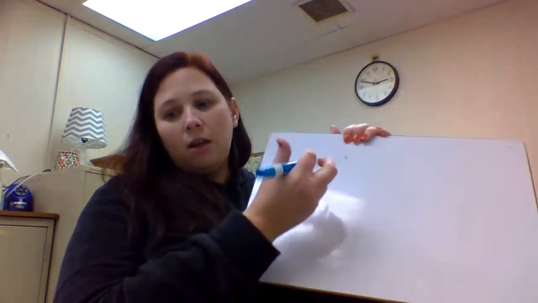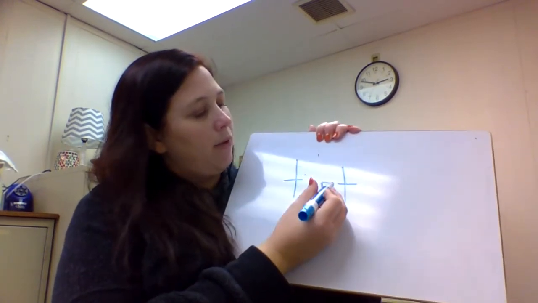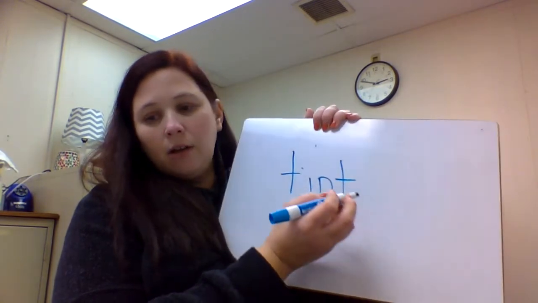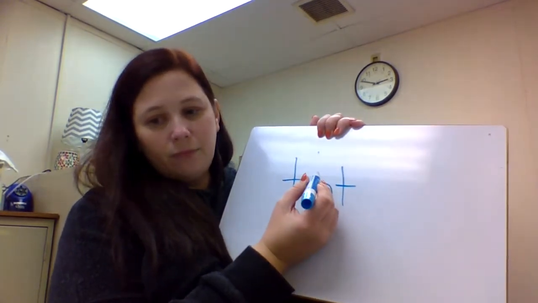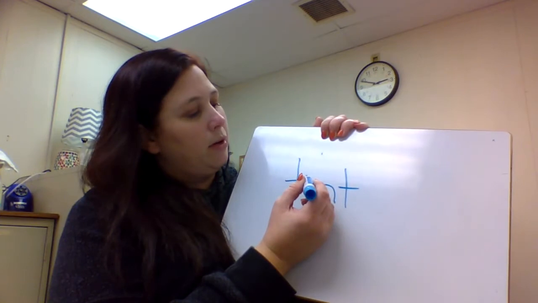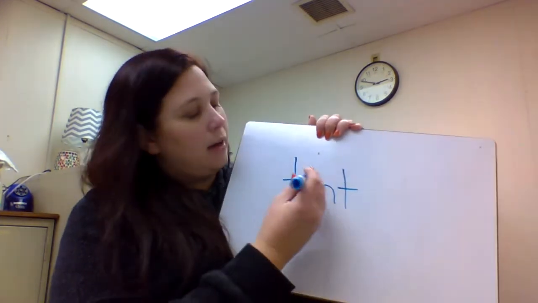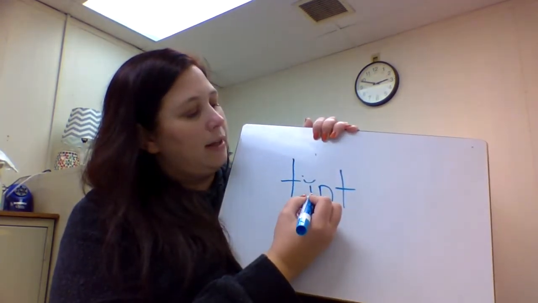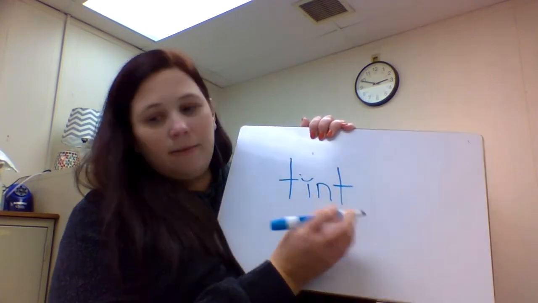Let's practice some coding. Let's use the word tint. Here we have a vowel that's followed by consonants. So we know that we're going to put a breve on top of the I, and the I is going to be short. T, I, n, t, tint.